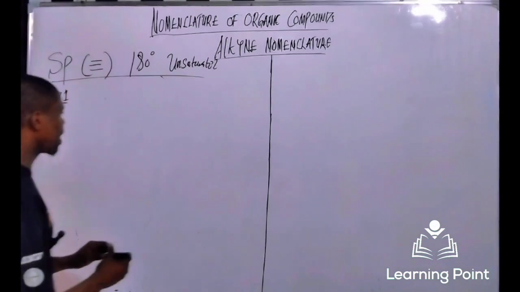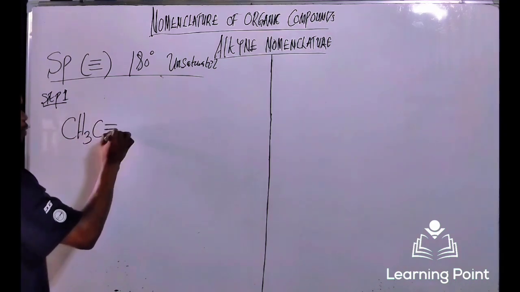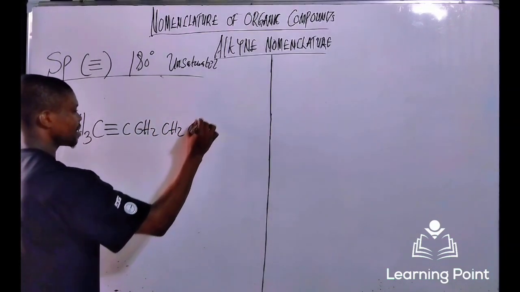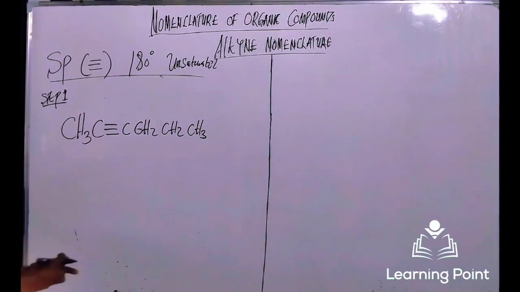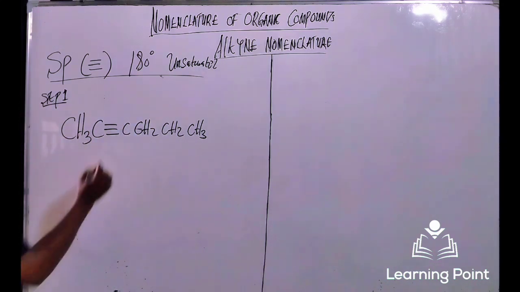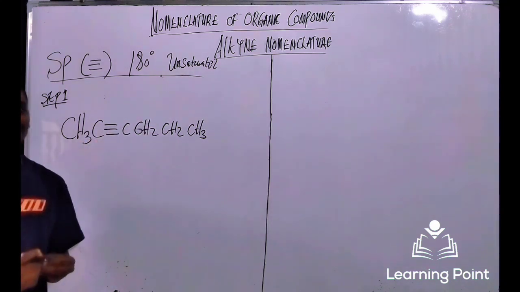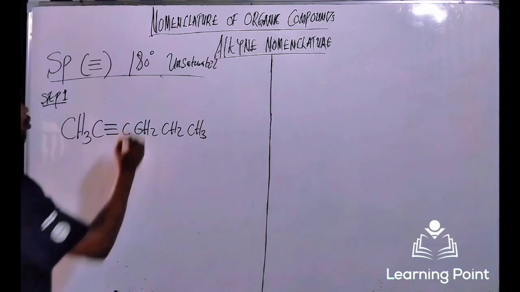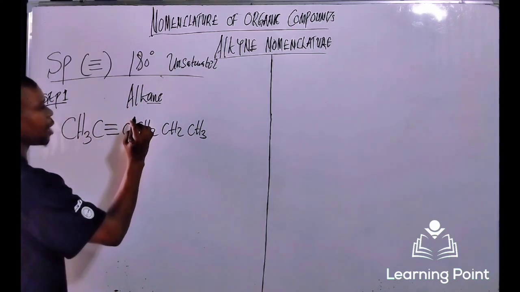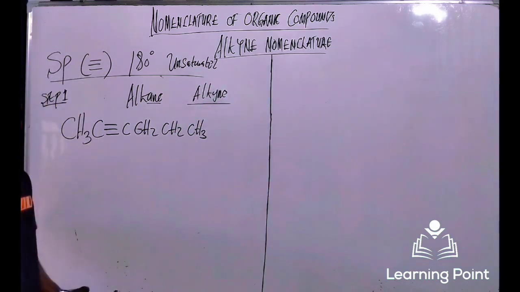So, for example, here we have CH3, C triple bond, CH2, CH3. Let's say we have something like that. I'm going to show you the skeletal structure. Because here we have a triple bond, it is an alkyne. And alkynes are derived from the alkanes. So remember here we have alkanes. When you remove the AN, you replace it with YNE. Here we have alkynes.